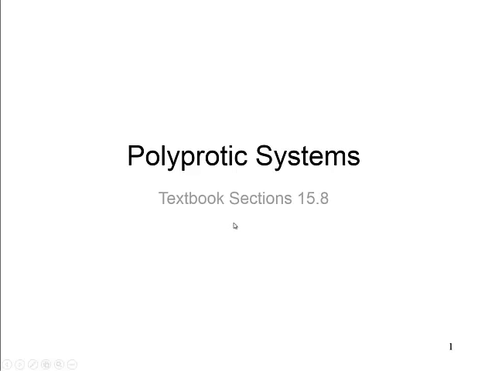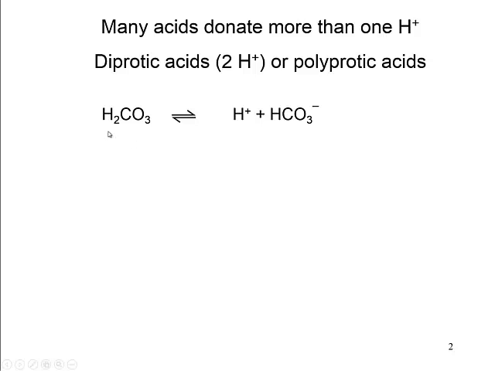Polyprotic acids and bases are compounds that can either donate more than one proton or accept more than one proton, and these are presented very nicely in section 15.8 of the Chang textbook. Carbonic acid is a good example of a diprotic acid.